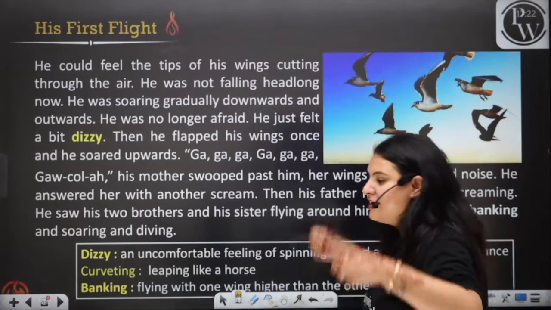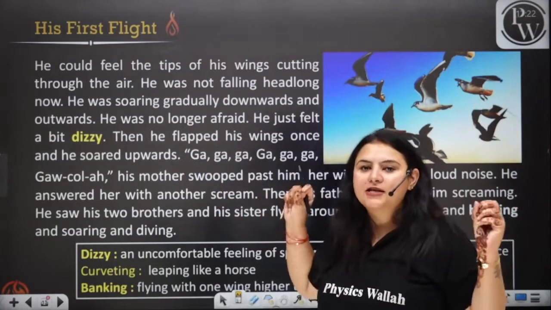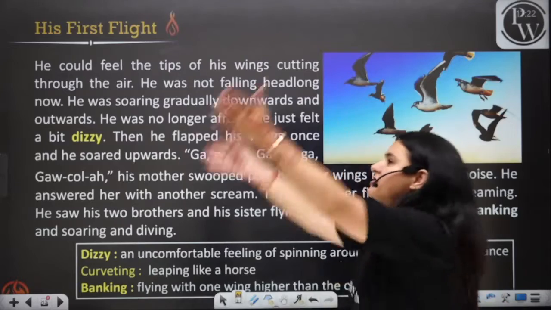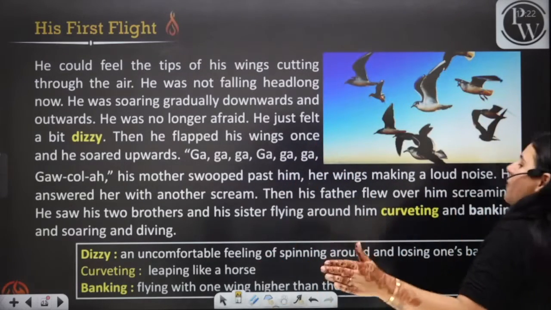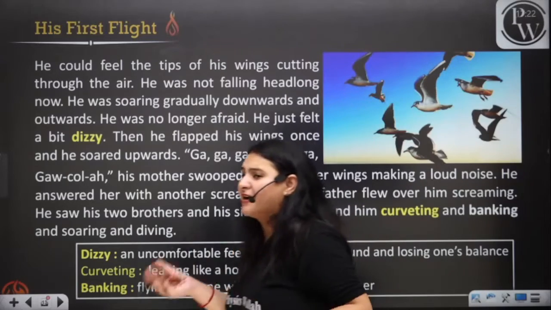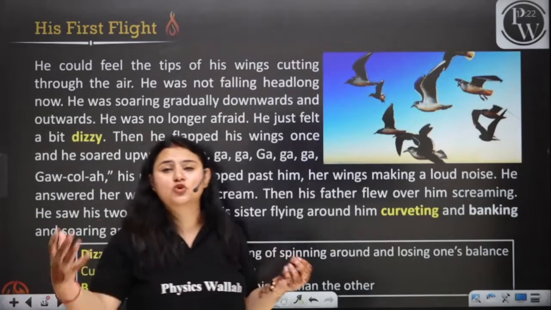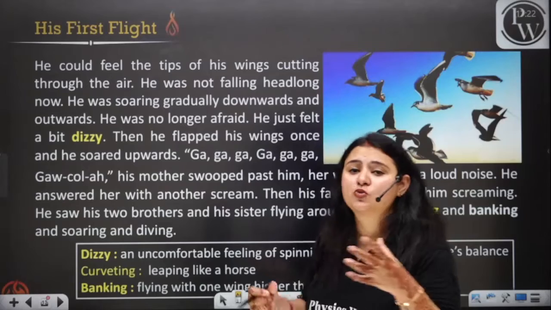And then what he did, he flapped his wings. Once he got the confidence, he soared upwards. He went upwards and he said, ga, ga, ga, ga, ga, gaukal. It means that he was cackling. He was making his usual seagull sound, because he was very happy.